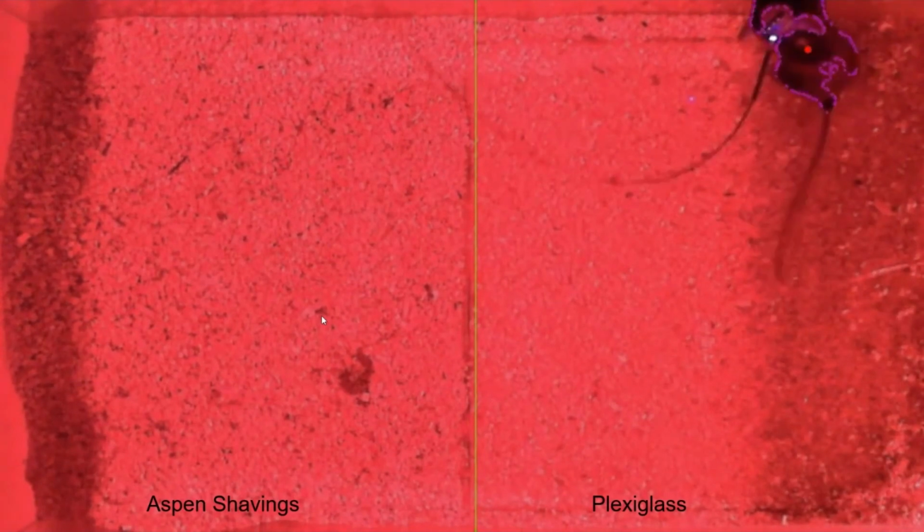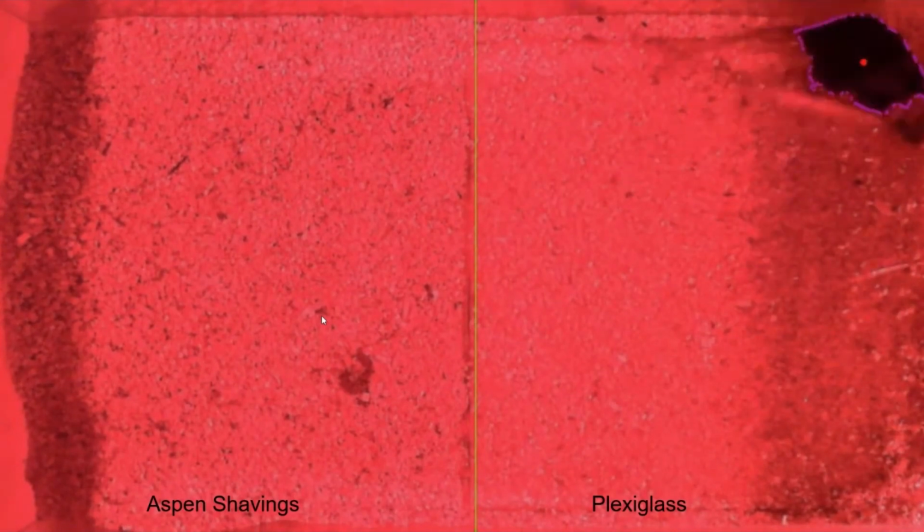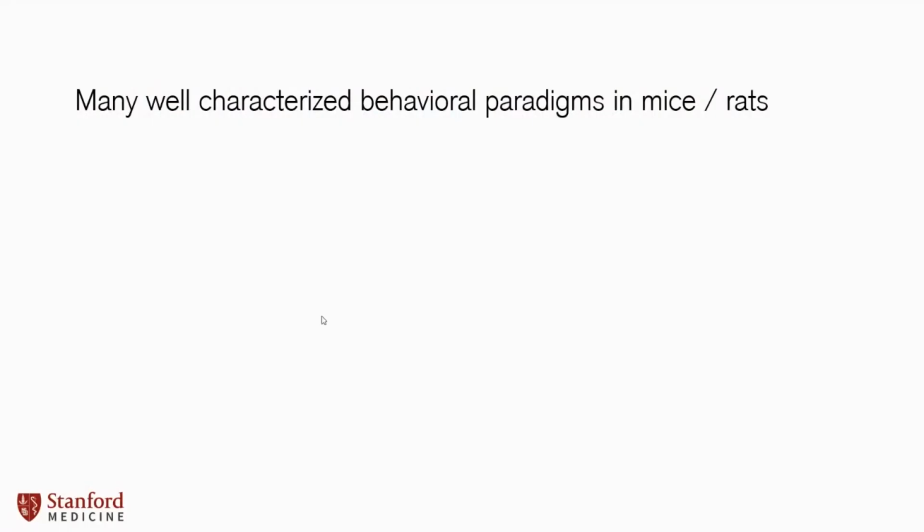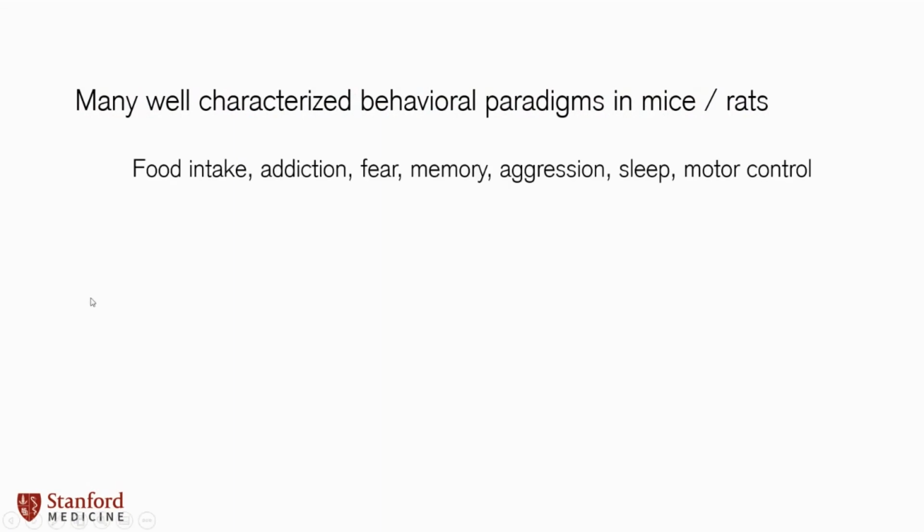I'm showing you tracking because it's easy to visualize and feel out a sense of behavior in animal models. But there are many well-characterized behavioral paradigms for mice, things like food intake, addiction, fear, memory, aggression. It goes on, and I didn't go through how to do all these today, but I do have experience with most of them if any of you have questions later. So it always becomes the question of, what am I most interested in, where is that brain region, and how do I measure that in the context of ultrasound?